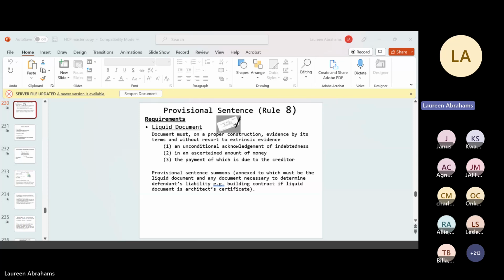Okay, so the document must just meet the requirements of a liquid document without resorting to extrinsic evidence. The evidence must be clear from the document itself. You mustn't talk about other documents that could explain why this document is a liquid document. That is the point that I want to carry over.